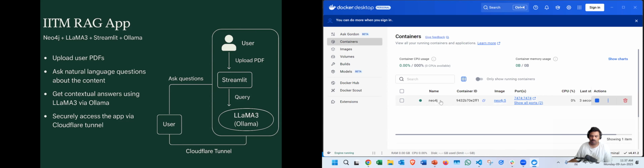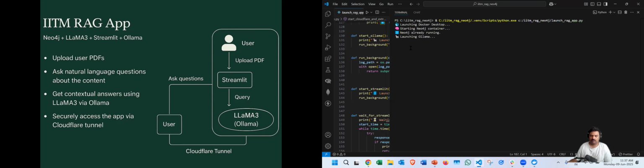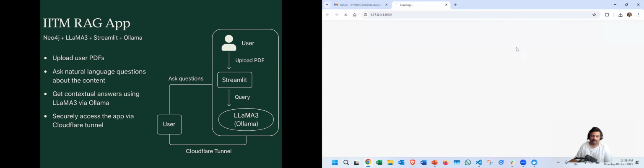Then it launches Neo4j, which is accessible here, the Neo4j browser. So I'll minimize this. Neo4j is running. It launches Ollama, which has Llama 3 served through Ollama. And then it launches a Streamlit app. So it will wait for the Streamlit app to start on the localhost. So here is the Streamlit app running.